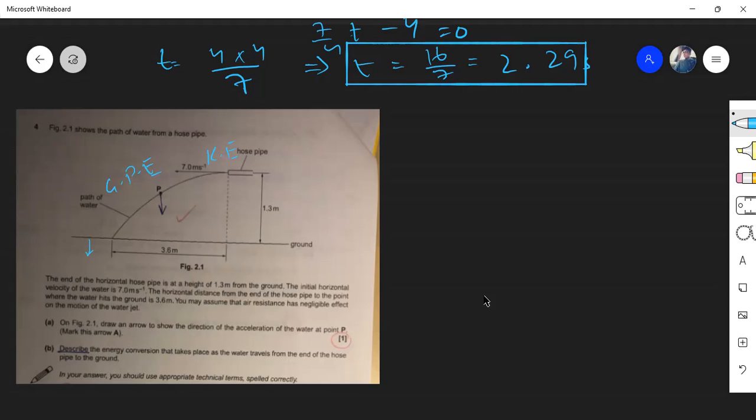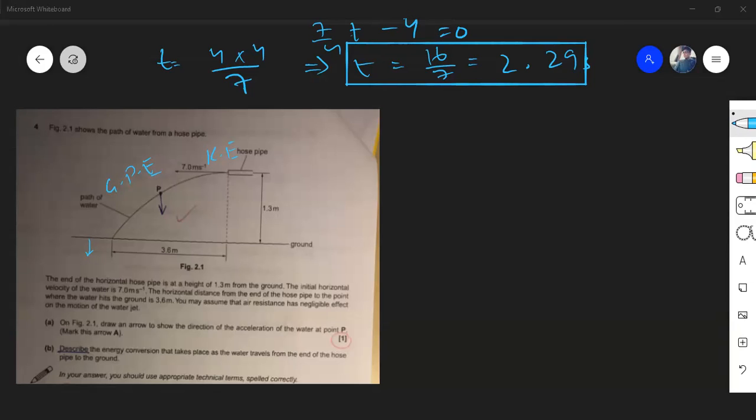Is it clear? Okay, so let's move on to the next question, which was to explain why the horizontal component of the velocity remains constant at 7 meters per second. The answer is there is no air resistance, so there isn't any resultant force. Next, show that the water takes about 0.5 seconds to travel from there to there.